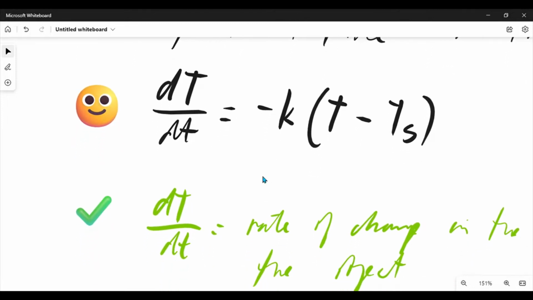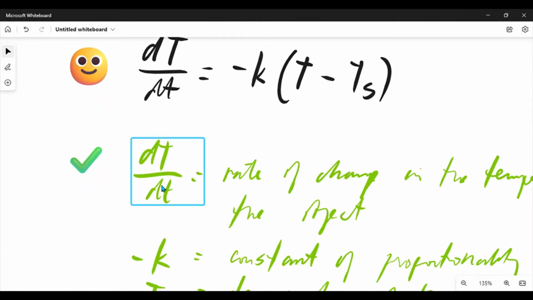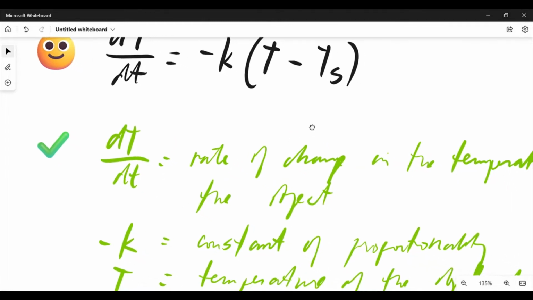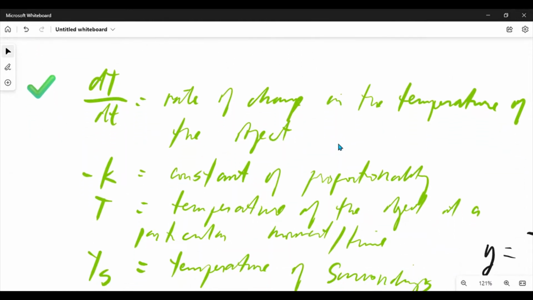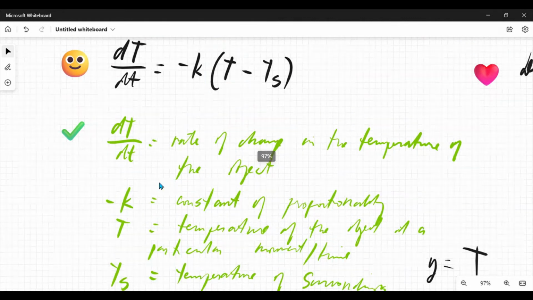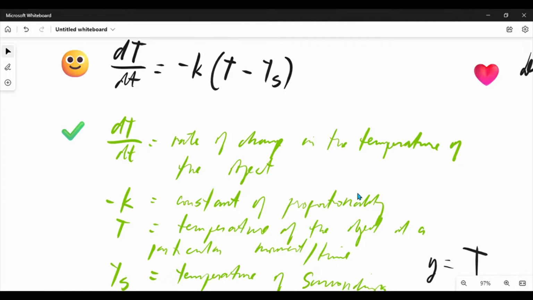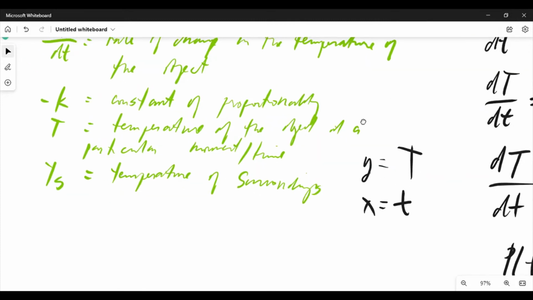Now we're going to define the variables or the symbols that we'll be using in this equation. We have here dT with respect to time t, so we are referring to the rate of change in the temperature of the object. And we will also be needing negative k, which is included in the equation. This is the constant of proportionality. Then capital letter T refers to the temperature of the object at a particular moment or time. And T sub s is the temperature of the surroundings.